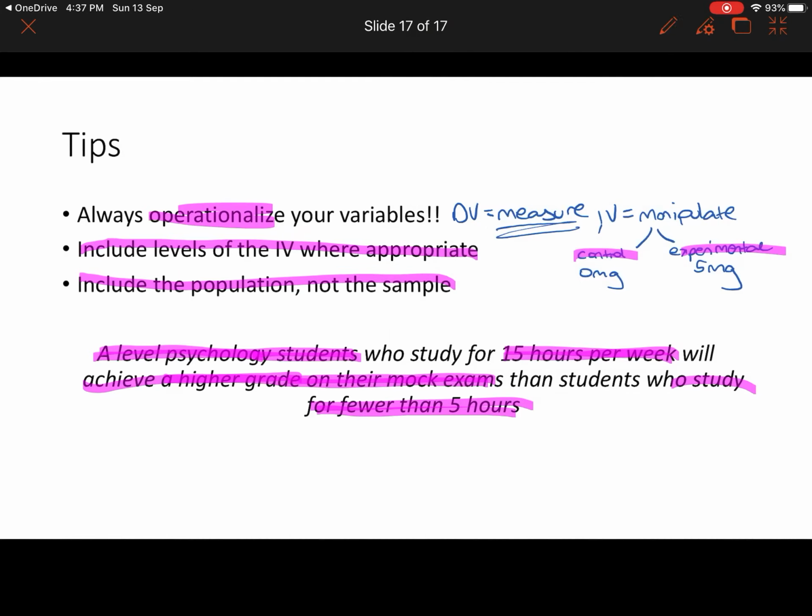And for those of you that have been listening attentively, you'll know as well that this is a directional hypothesis, because here we've stated the direction that this is going to go. We're saying that those who study for 15 hours per week will get a higher grade than those who only study for 5 hours a week. So we know, based on previous research, that studying more leads to higher grades on mock exams, which is why we've adopted a directional hypothesis for this study.